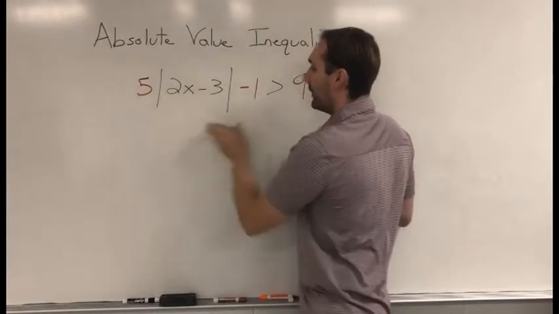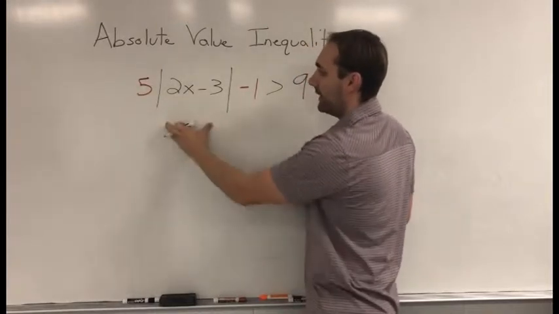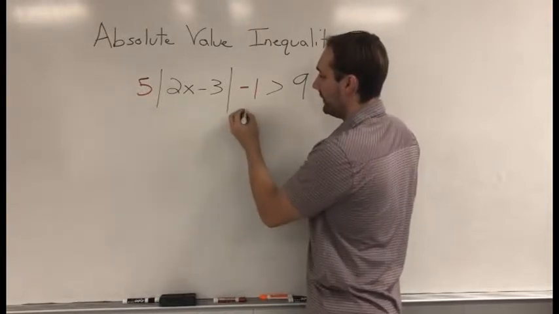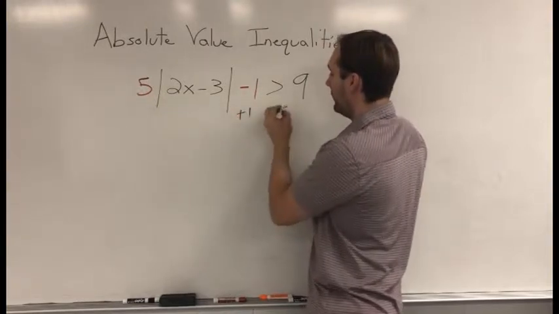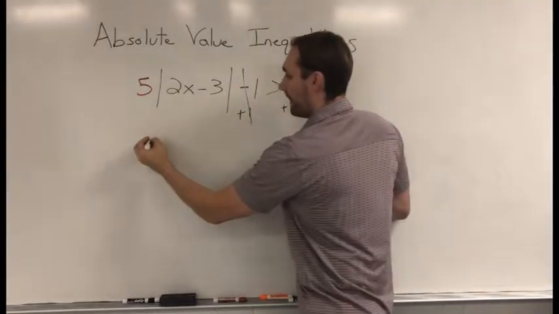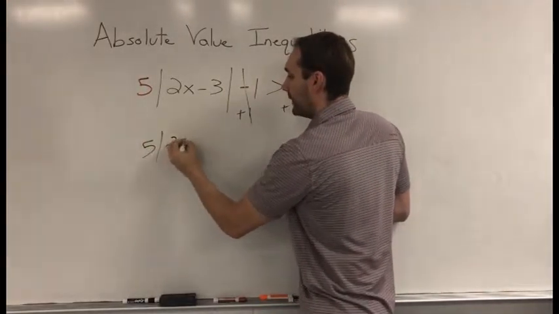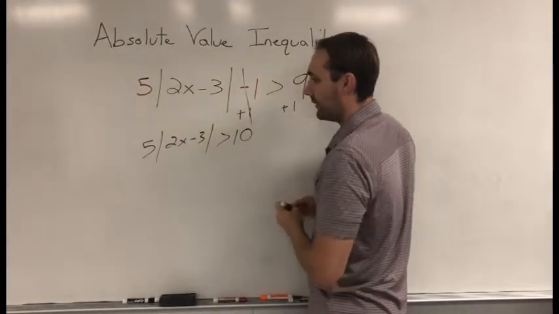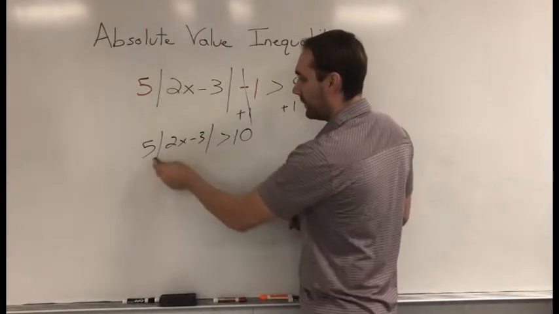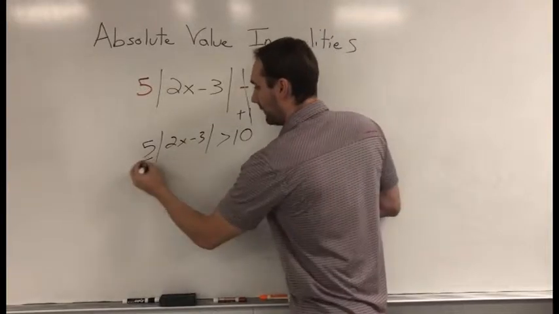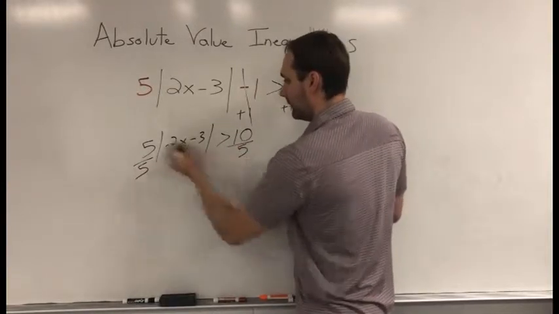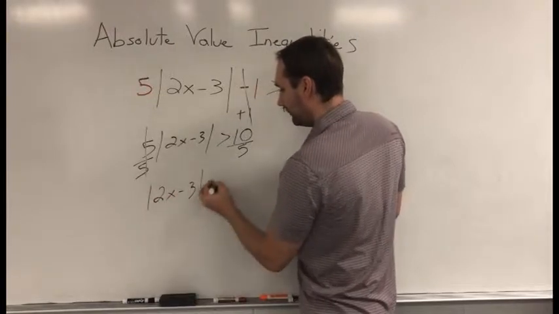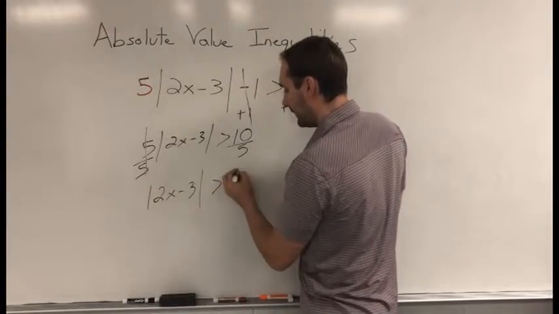That's what we need to do first before we can separate this out. So I have to get rid of all this extra stuff here and get absolute value by itself. So let me first look at this 1 being subtracted. Opposite of subtracting 1 is to add 1 to both sides. It's 5 times my absolute value is greater than 10. And now I can work with this 5 here. Opposite of multiplying by 5 is dividing by 5 on both sides. I have the absolute value of 2x minus 3 is greater than 10 over 5 is 2.